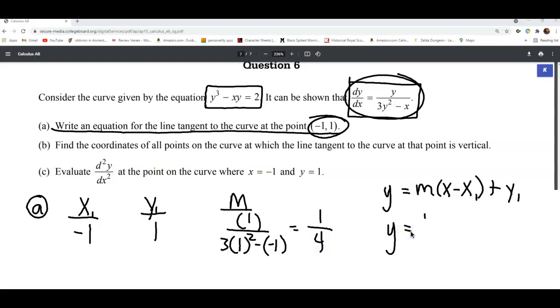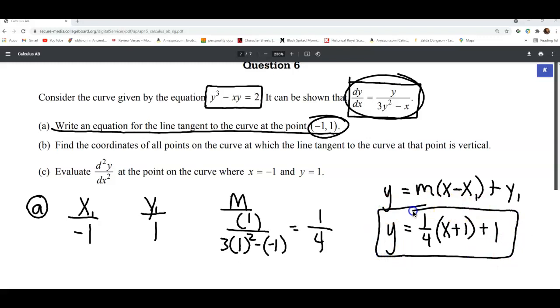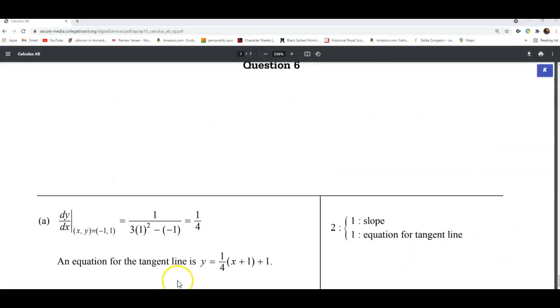And we have 1/4 (x minus 1). Actually, it's going to be plus 1, and the reason it's going to be plus 1 is because it's minus a -1, so it's plus 1. And then plus 1 here. And we can just stop right there. And here we could see how they'll grade you on this particular FRQ. You get 1 point for finding your slope of 1/4, and then you get 1 point for writing out your tangent line. All right, let's move on to number 2.